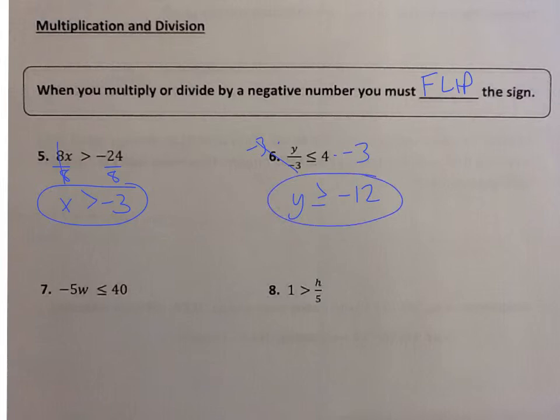Go ahead and do number 7 and 8. Pause the video. Now that you have completed number 7, to solve this inequality, you would divide both sides by a negative 5. Since the 5 is negative, we must flip the sign.